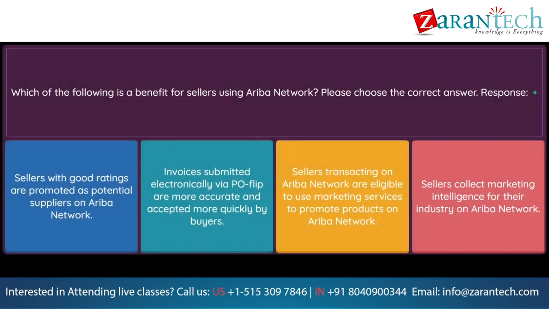Question: Which of the following is a benefit for sellers using Ariba Network? Please choose the correct answer. Response: Option 1. Sellers with good ratings are promoted as potential suppliers on Ariba Network. Option 2. Invoices submitted electronically via DotCom flip are more accurate and accepted more quickly by buyers. Option 3. Sellers transacting on Ariba Network are eligible to use marketing services to promote products on Ariba Network. Option 4. Sellers collect marketing intelligence for their industry on Ariba Network.